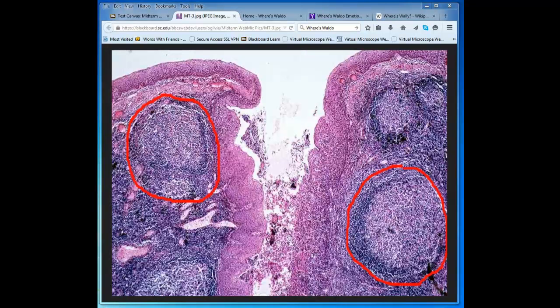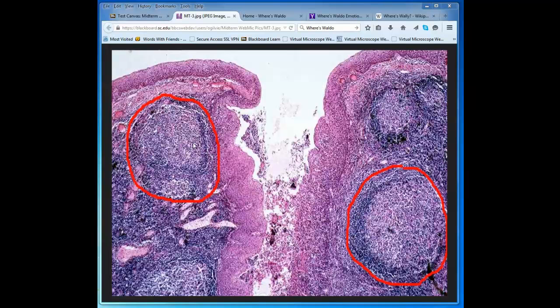This question presented tonsil with two lymphatic nodules encircled, and these are secondary nodules because you can see a light center to them. And we know it's tonsil because we see it associated with this epithelium, which is multiple layers, stratified squamous non-keratinized epithelium, and this is a tonsil pit. And so the question was, name the dominant cell type in the encircled structures.